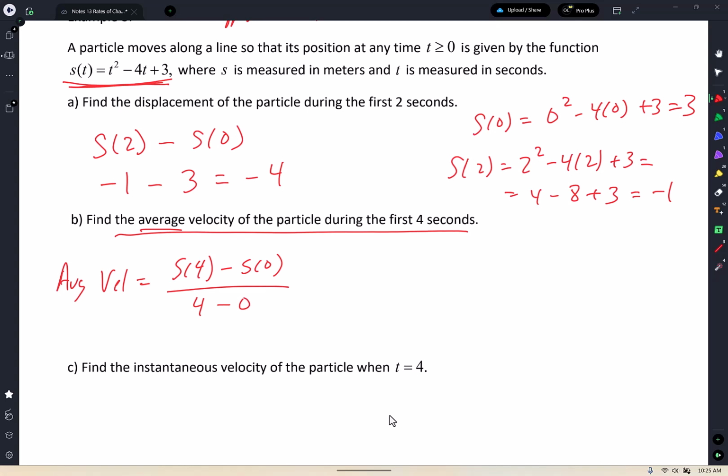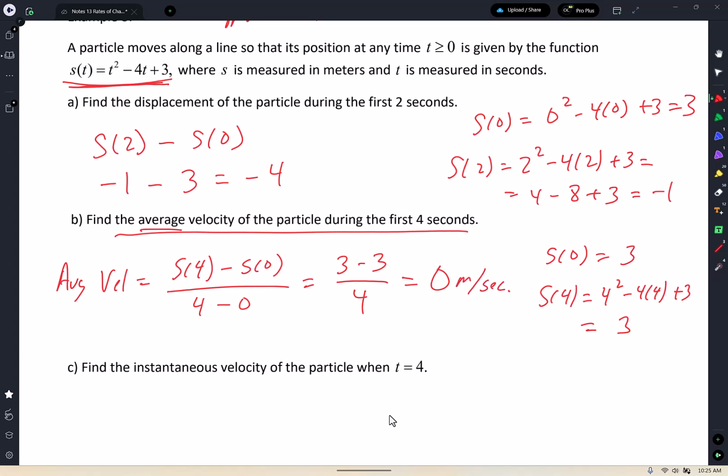I haven't done anything crazy, guys. S of 0 is 3. S of 4 is 4 squared minus 4 times 4. Oh, it's going to be 3 again, plus 3. 3 minus 3 over 4. The average velocity is 0. And I need units. Do they give me units? Meters per second. I guess when it's 0, it could be anything: miles per hour, kilometers per second, because 0 is 0, period.